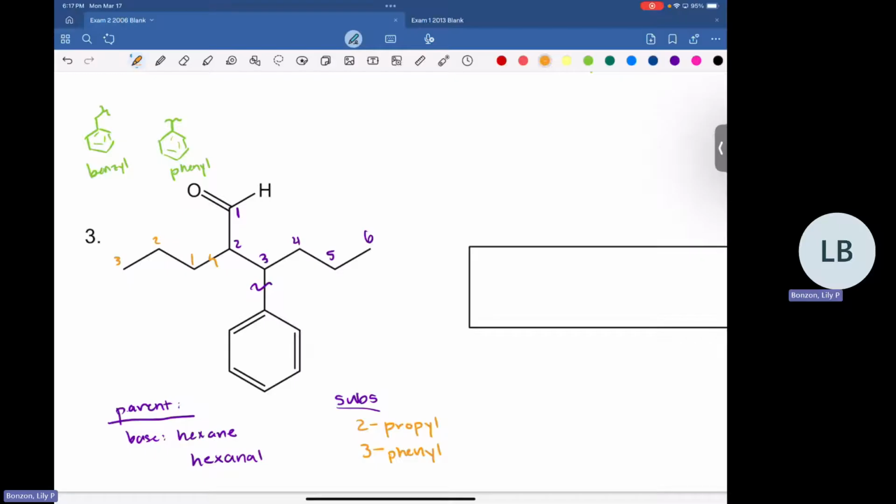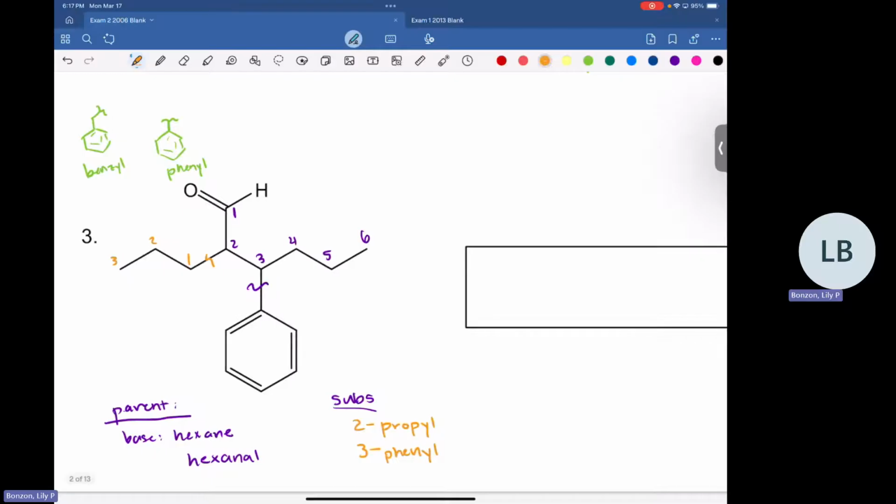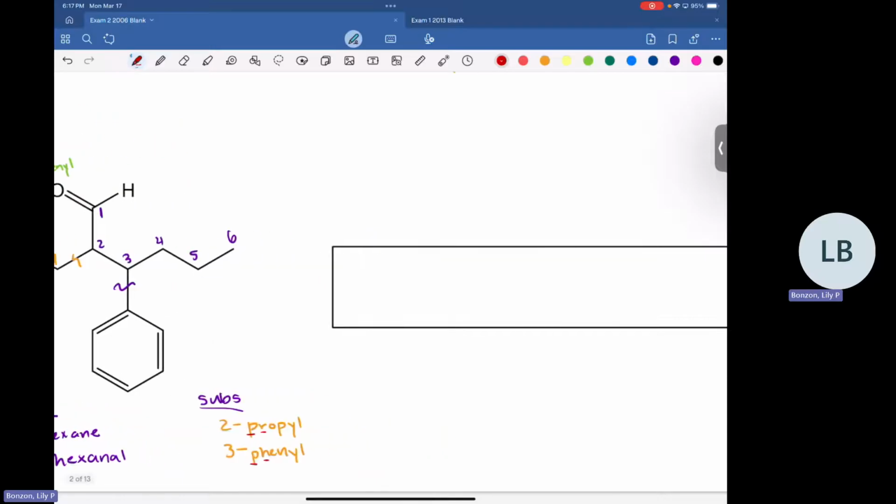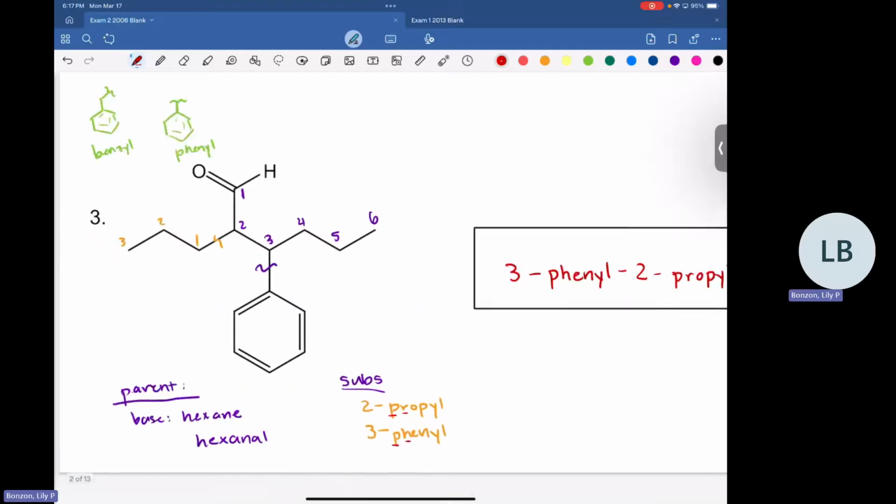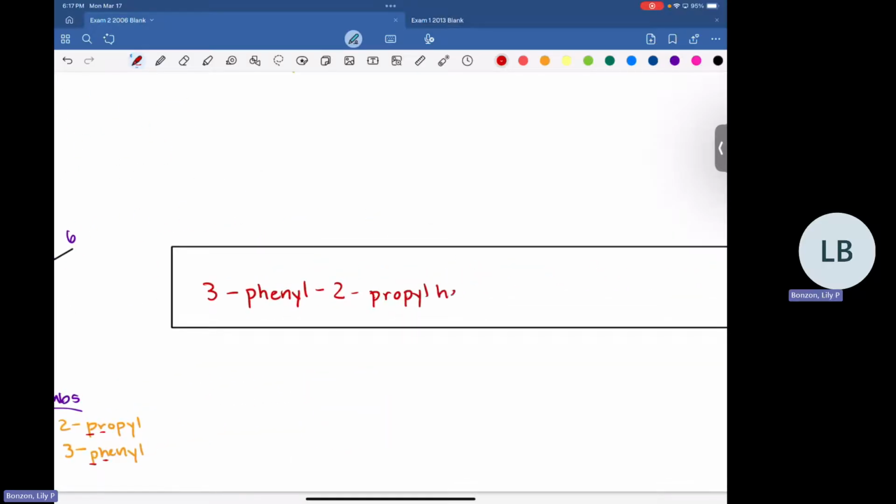All right. In this case, we don't have any stereochemistry to worry about. So we're just going to put all this together. For our subs, remember that we always put them in alphabetical order, not numerical order. So we have P, so that's the same, R versus H. So phenyl will get the first position in our full name. So 3-phenyl, 2-propyl, and then our parent was hexanal.